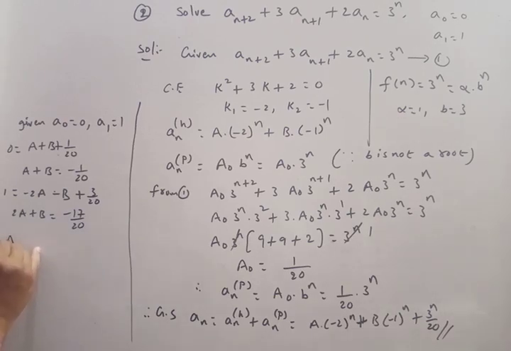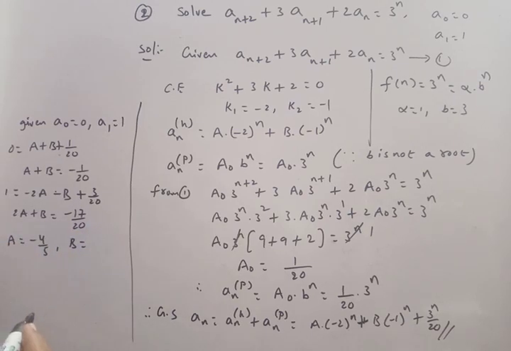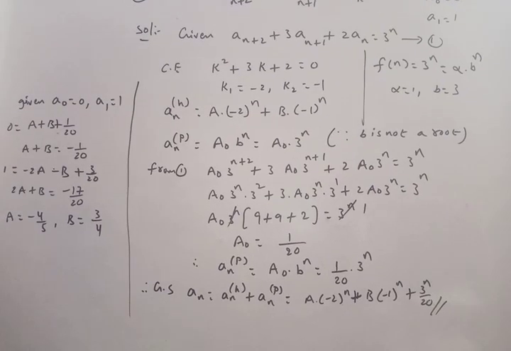So a is equal to minus 4 by 5, and b, how much did I get? 3 by 4. So b I got 3 by 4. So both the a and b values we have to substitute here. Therefore the general solution is an equals a, how much I got, minus 4 by 5 into minus 2 power n, and b is 3 by 4 into minus 1 power n, plus 3 power n by 20.